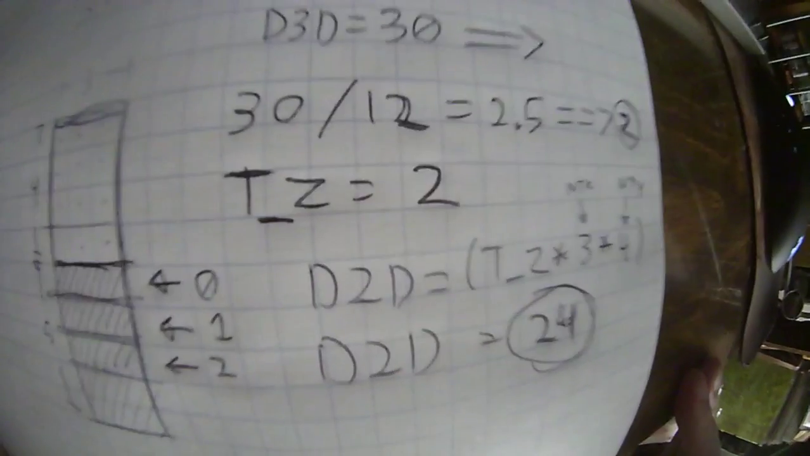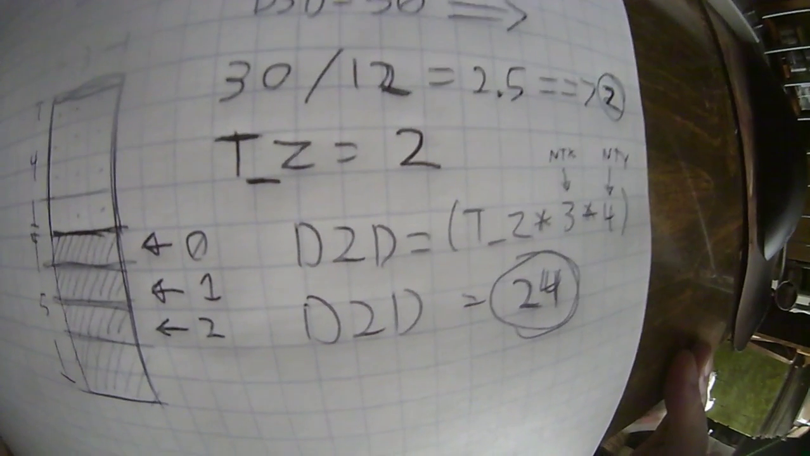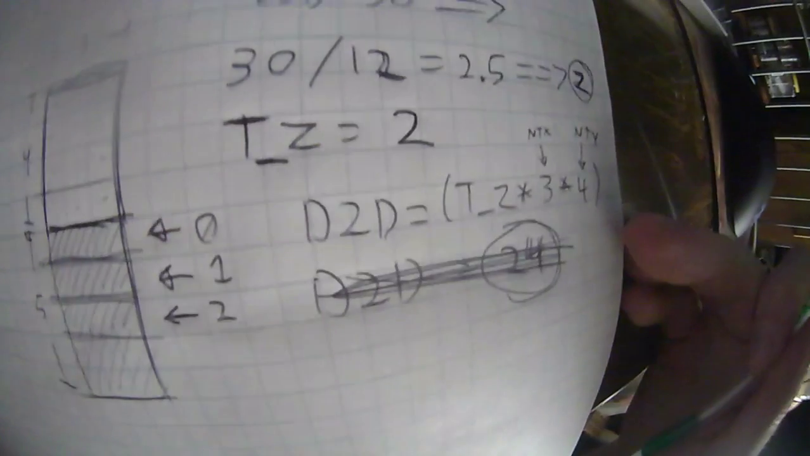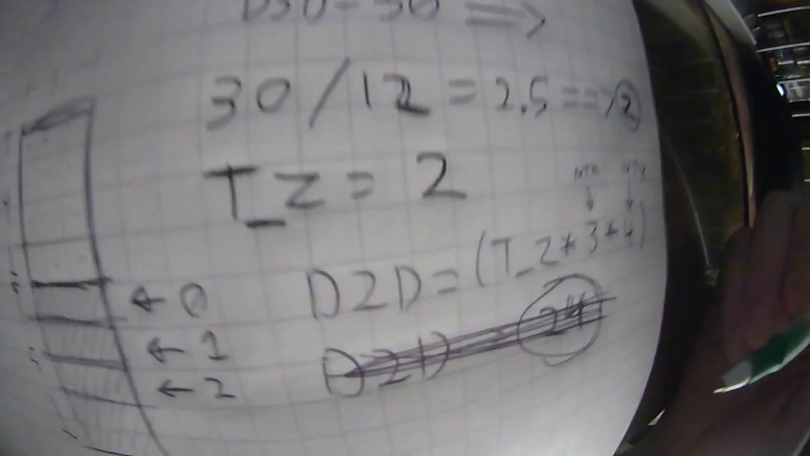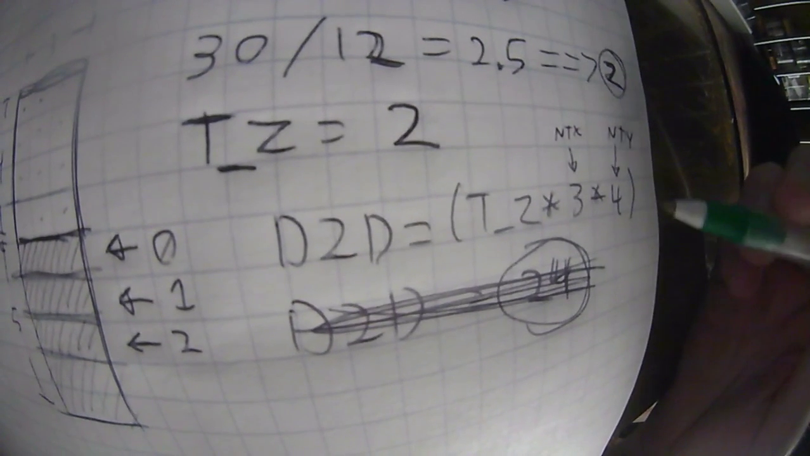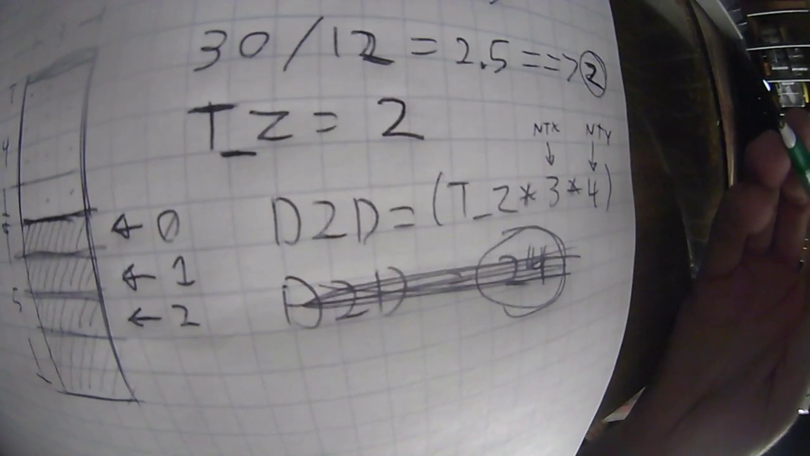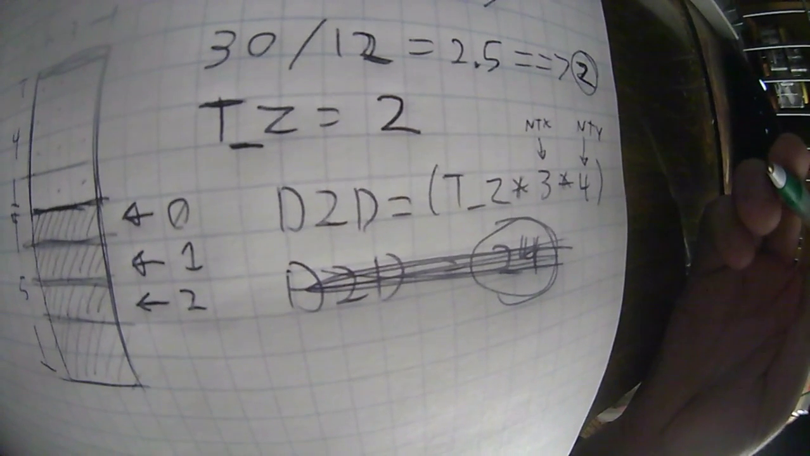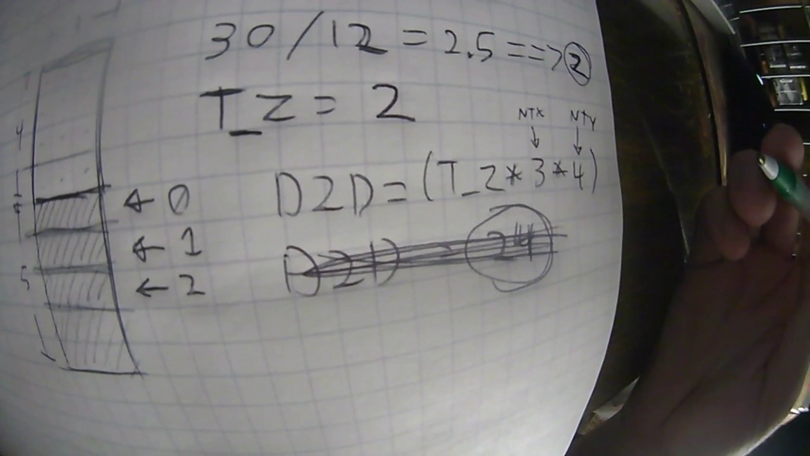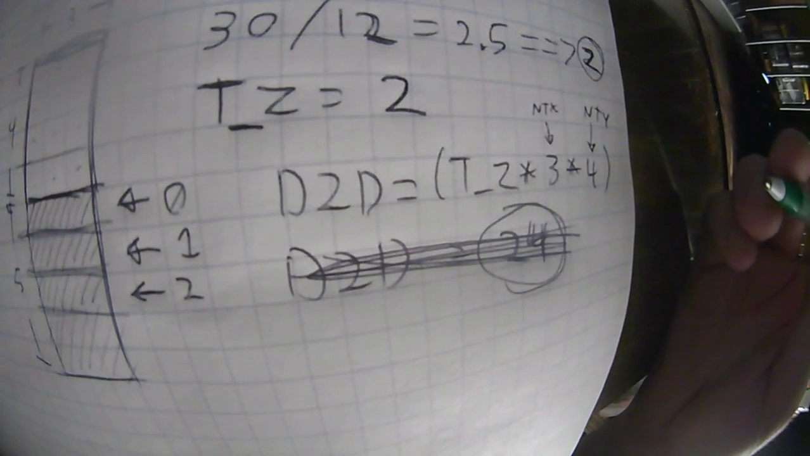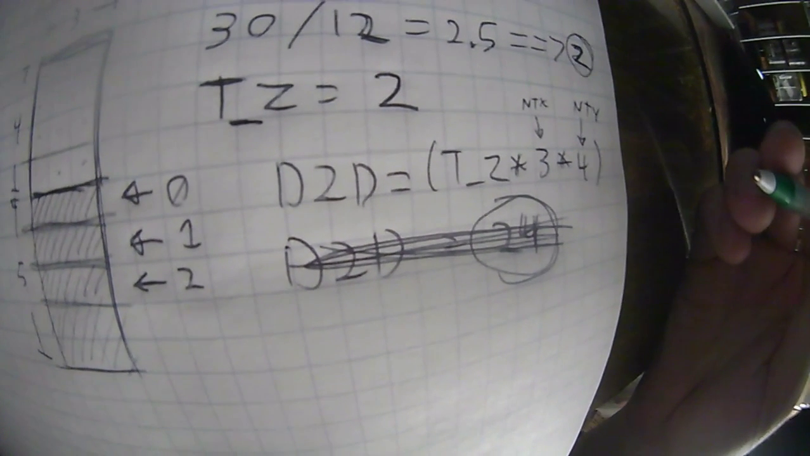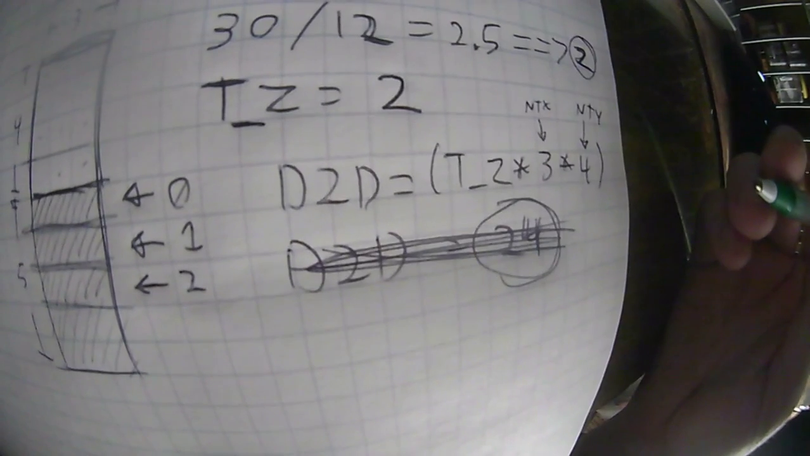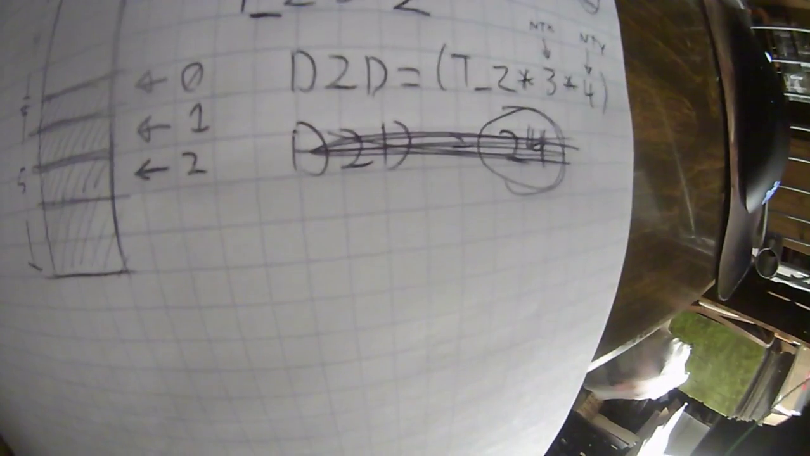Does that make sense? TZ is... Oh, hold on. Oh, we screwed up here. How the hell did I get... No, because TZ is 2. And we have 3 times 4, that's 12. 12 times 2 is 24, right? So dex 2D is 24. So I think we have made a horrible mistake somewhere. Okay, so I think we've already screwed up this calculation.